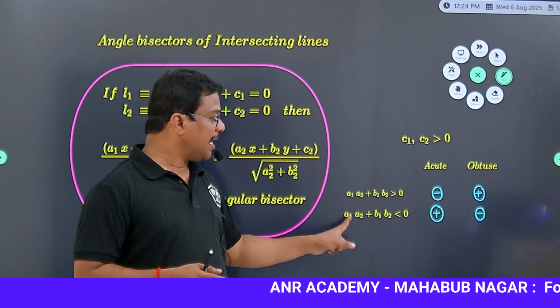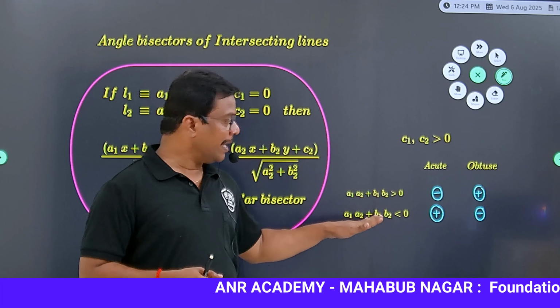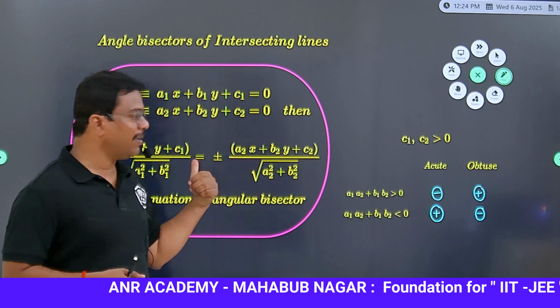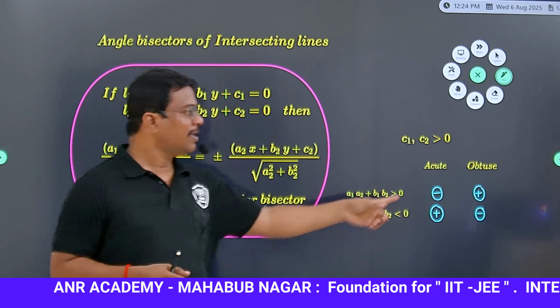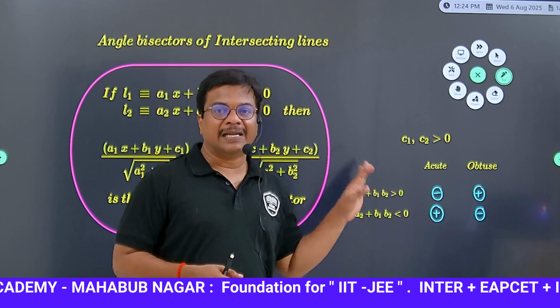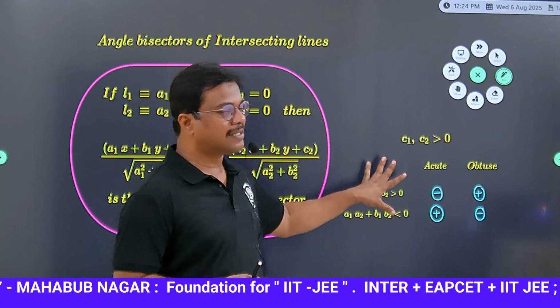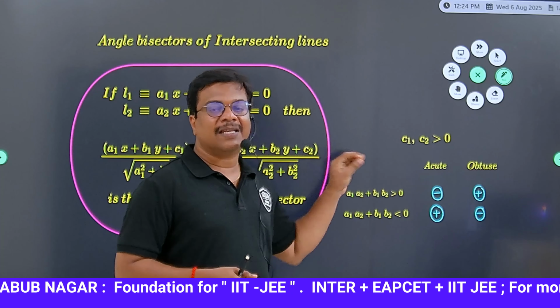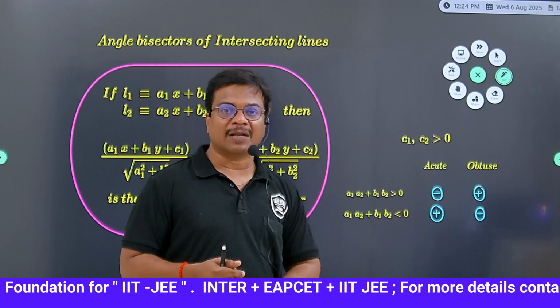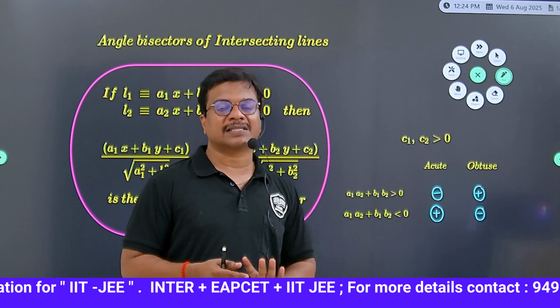In case A1A2 plus B1B2 is negative, for the acute angular bisector, in the formula you have to use the positive sign. For the obtuse angular bisector, you have to use the negative sign. Let us discuss the reason behind this. Why these signs are important to find acute and obtuse angular bisectors, let us discuss now.